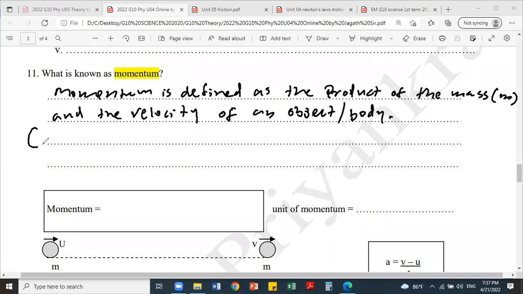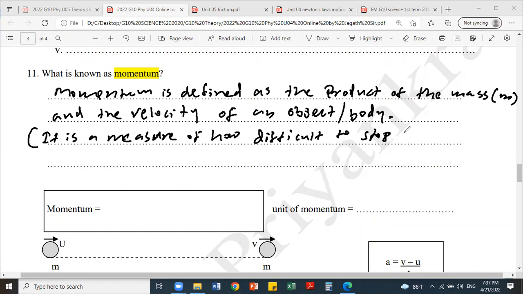Right, one more thing within brackets: it is a measure of how difficult it is to stop the motion of a body. This is how we do it.